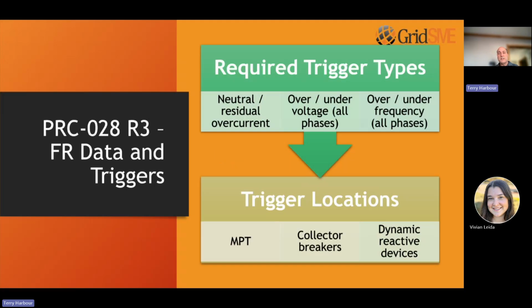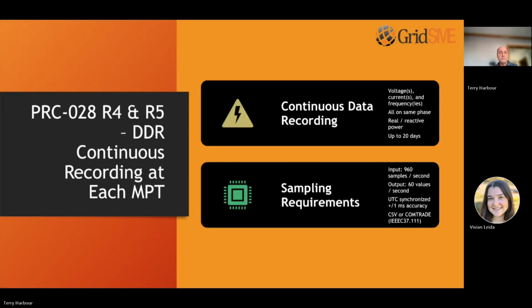Requirement 3 also contains trigger type information, so NERC is going to want you to trigger on certain neutral or residual overcurrents, your over and under voltages, and your over and under frequencies.